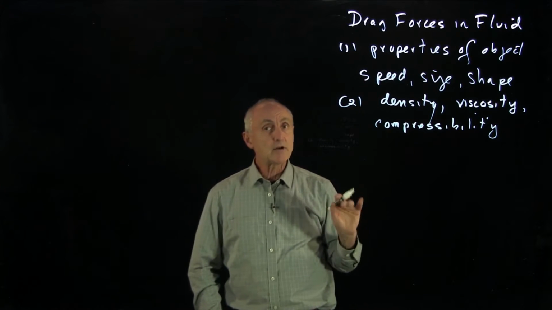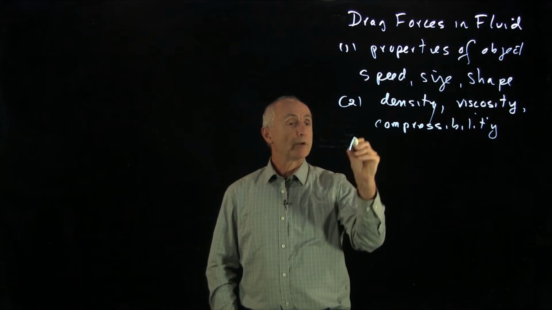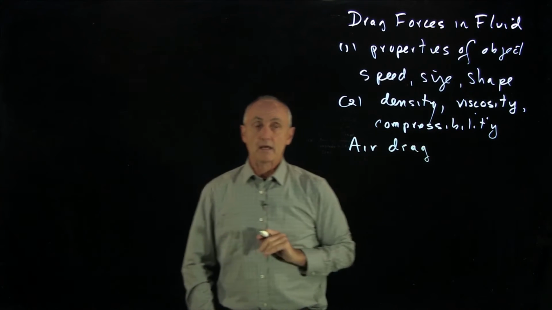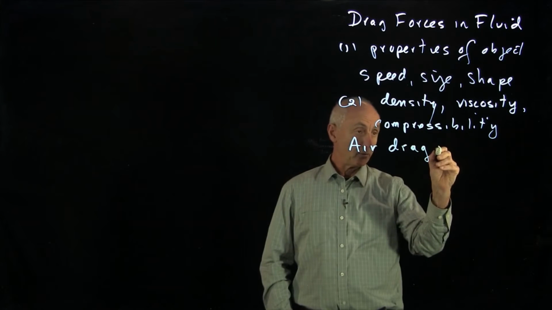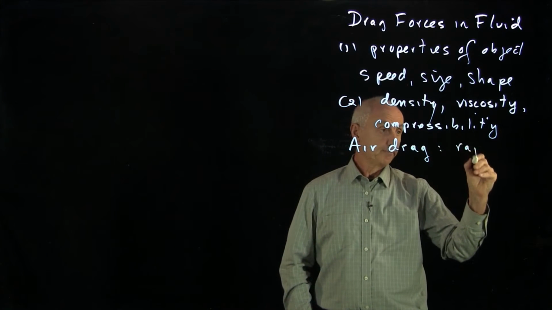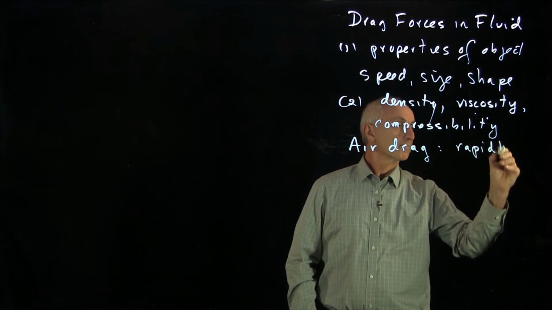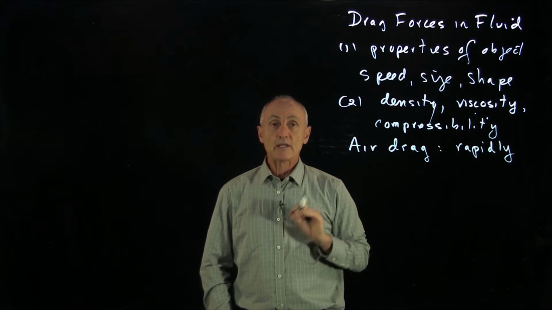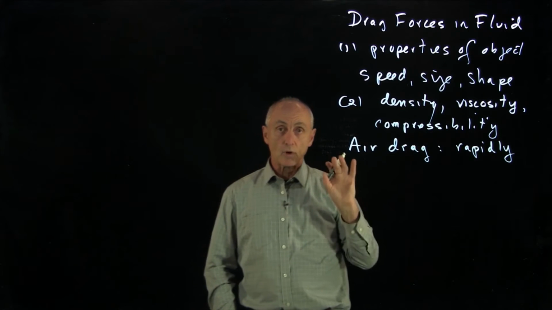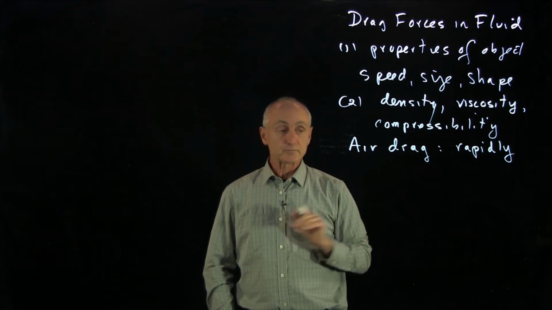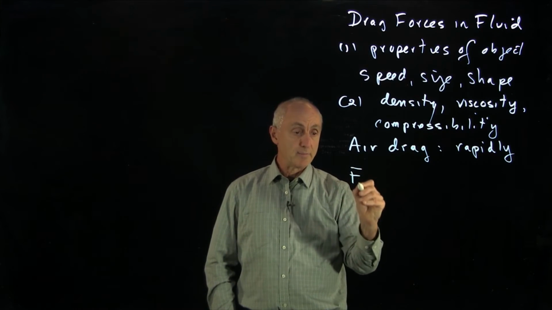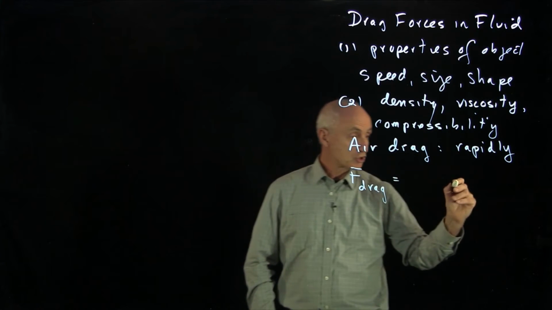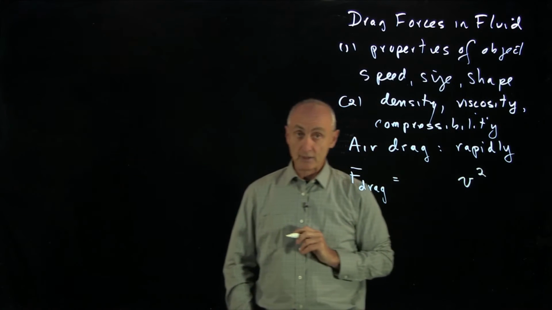Now, let's begin our modeling by considering what we call air drag. Now, in air drag, we'll consider objects that are moving rapidly. So our objects are moving very fast. Now, in that case, we can make a rough model of the air drag as follows. The magnitude of this force is going to be proportional to the speed squared.